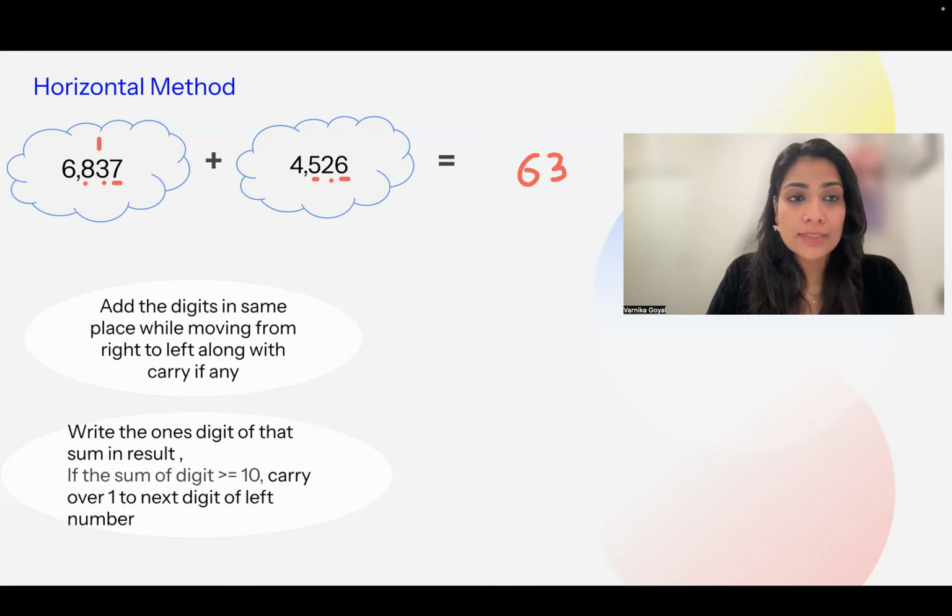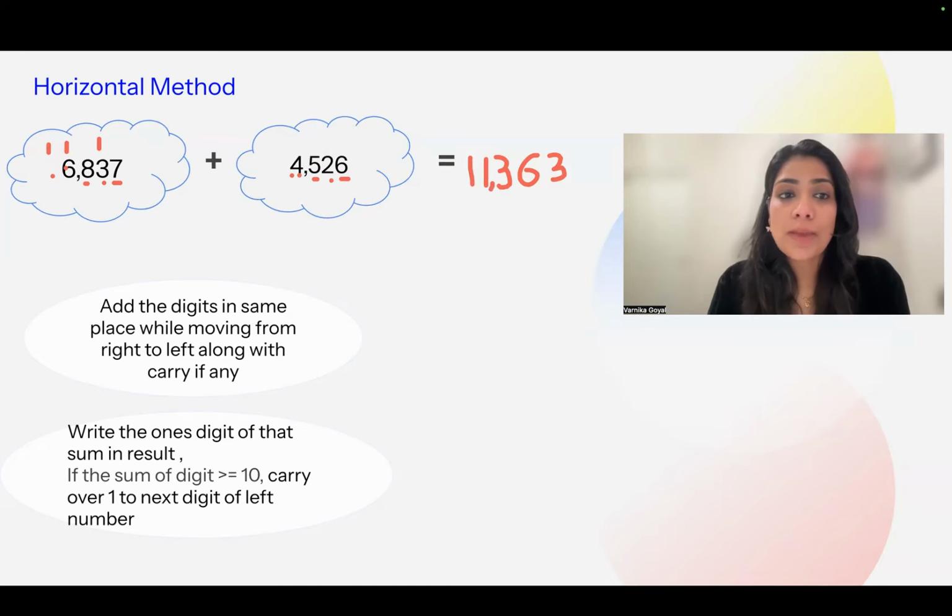5 and 8 is 13. We write 3 here and 1 on thousands place. We calculate 6 plus 4 is 10 plus 1, 11. We put 1 here and 1 as a carry. There's nobody at 10,000's place, so we just consider the carry 1 and we bring it down. So the method is easy.